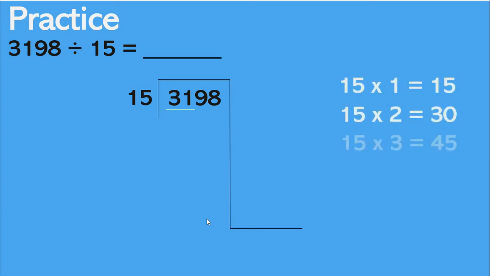15 times 2 is 30. 15 times 3 is 45. Ooh, 45 is too big. So let's go back to 15 times 2, which is 30. That's as close as we can get to 31 without going over.